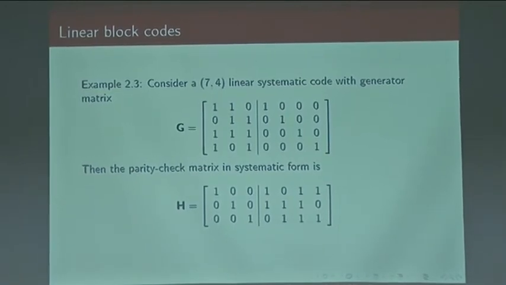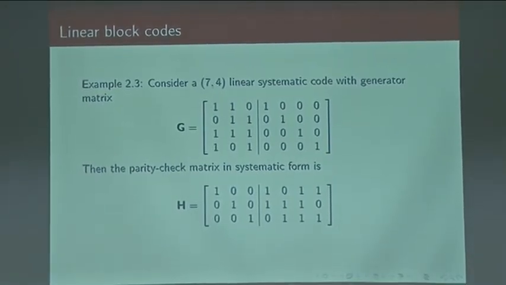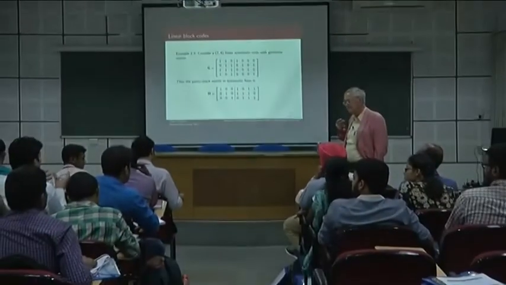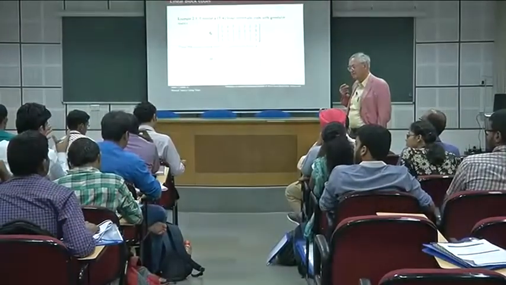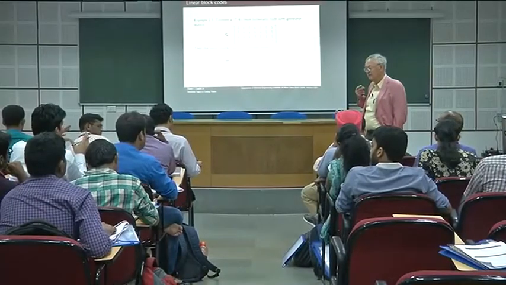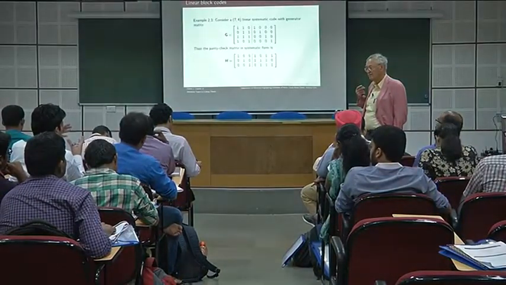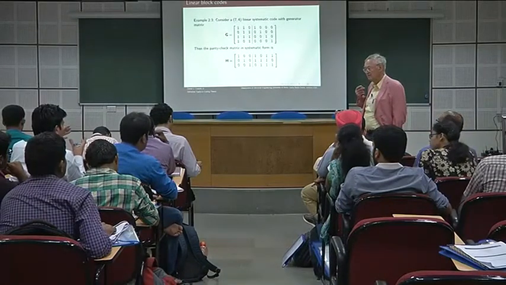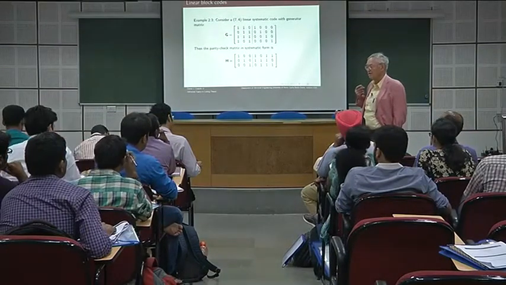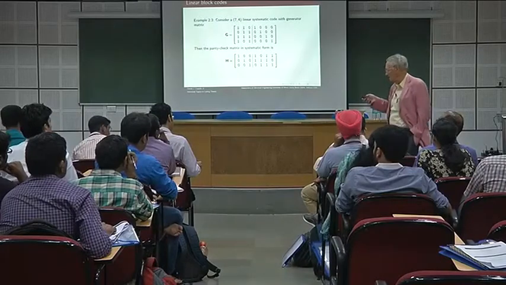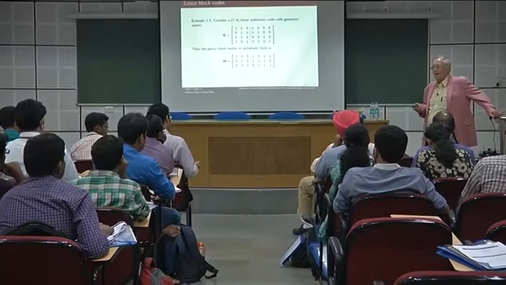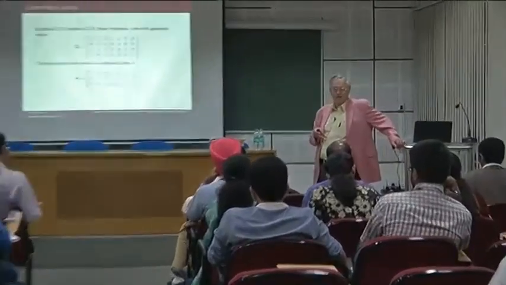Okay, any question on this? When generator matrix and parity check matrices are written in systematic form, I think they should be unique, is it? Yeah, when they're written in systematic form, right? It's unique, right? Yeah, it's a good point because you can have many generator matrices.